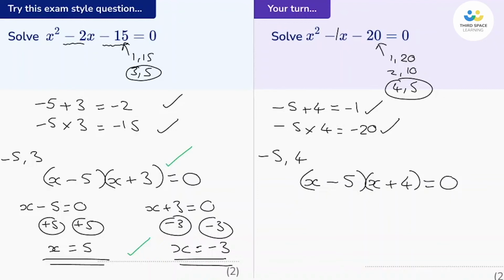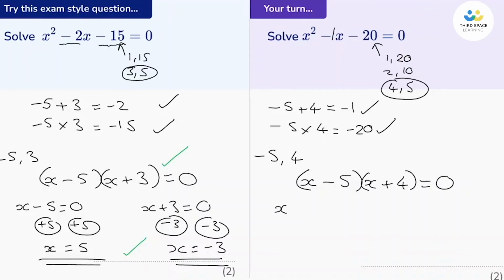Now we've factorised it, but we need to solve it. So we've got two brackets here that are multiplying together to give 0. Well, when we have two things that multiply to give 0, one of them must be 0. So that means either x take away 5 equals 0, or x add 4 equals 0.